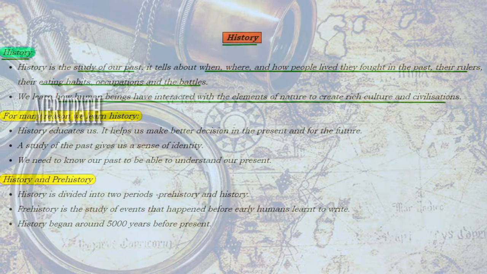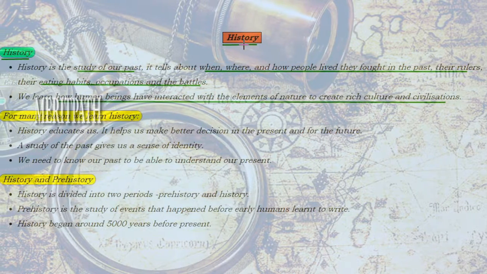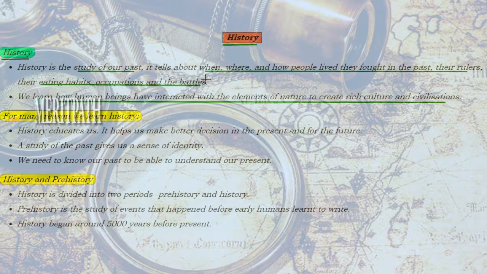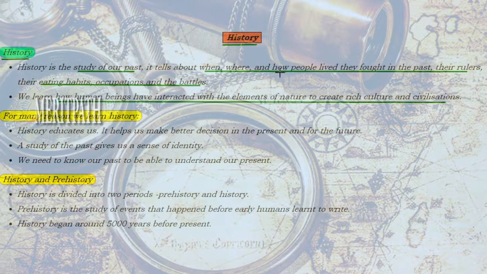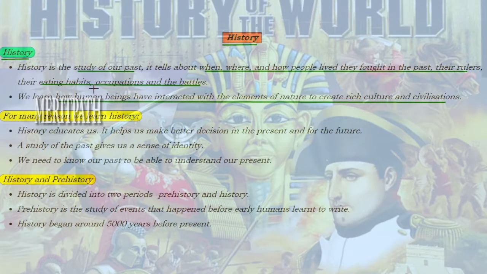Let's learn about a new chapter called When, Where and How. So what is history? History is the study of our past, and history tells us when, where, how people lived in the past, how they fought in the past, who were their kings, what were their eating habits, occupations and battles. So here we will be learning how human beings interacted with the elements of nature and how they created a rich culture and a civilization.